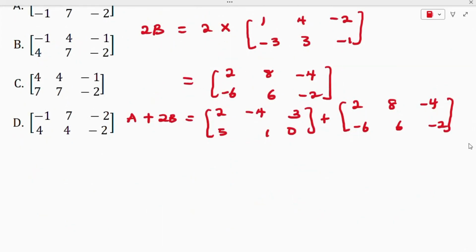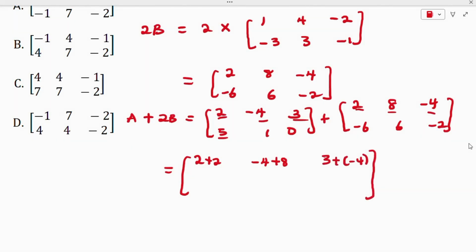So from here, this is equal to, we have this to be 2 plus 2, which is this and this. Then from here we have this and this, which is negative 4 plus 8. Then this and this, we have 3 plus negative 4. Okay, then we have 5 and negative 6, which is 5 plus negative 6. We have 1 plus 6 and 0 plus negative 2.